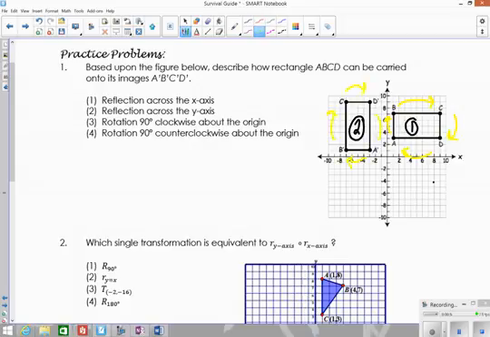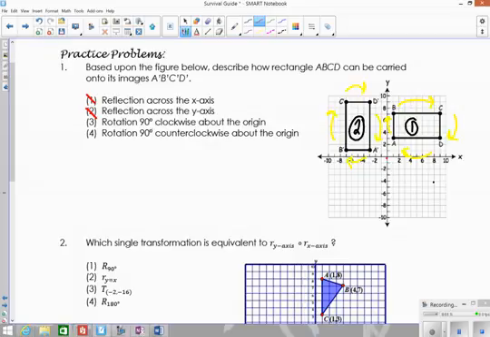And then we look at the arrows here. All of my arrows are going in the same direction. They're all going in this clockwise direction. Since that's the case, that tells me that a reflection did not occur. So right away I can eliminate choices 1 and 2. And I have to decide, how did I rotate then?